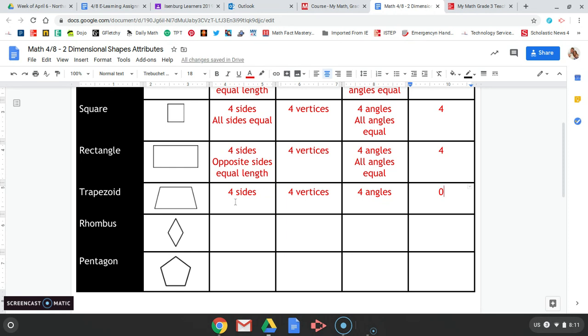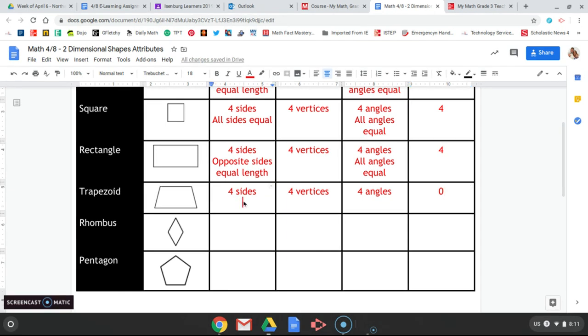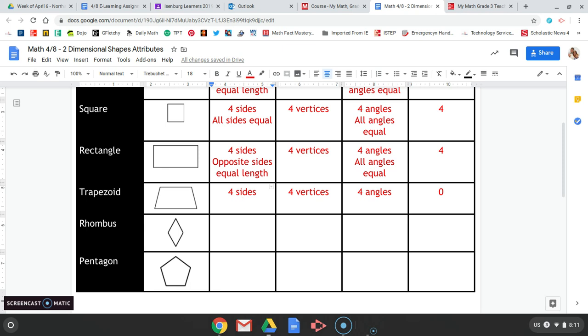Okay, so the only rule, I'm going to go back to the sides. There is one rule about the sides. Yesterday we learned about the word parallel, and we learned that parallel means that you can stretch the sides forever and ever, and they will never ever touch each other. They stay equal distance apart.